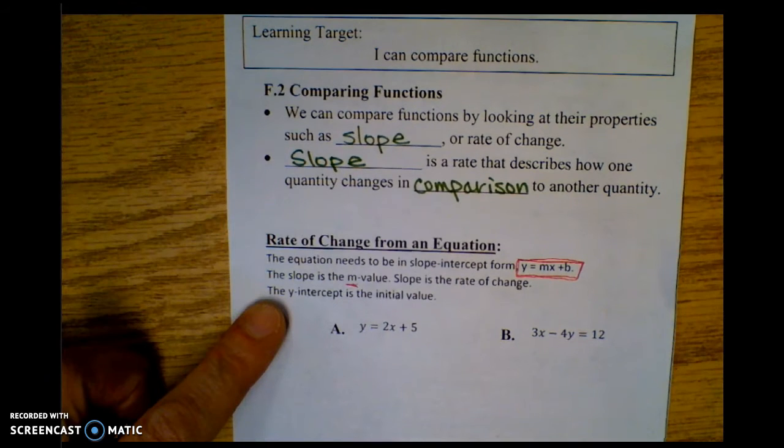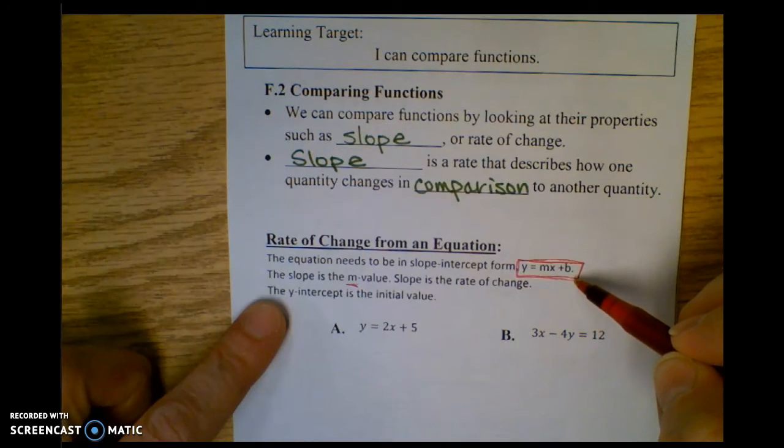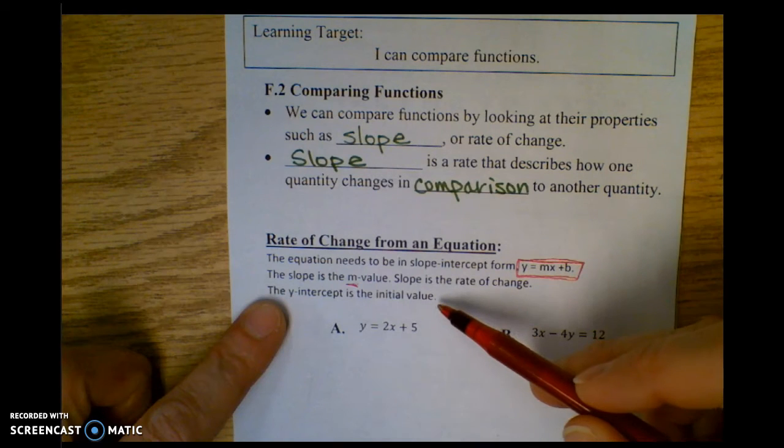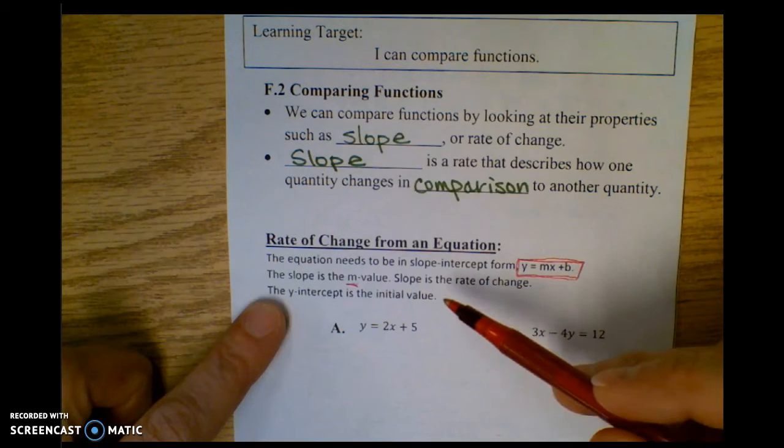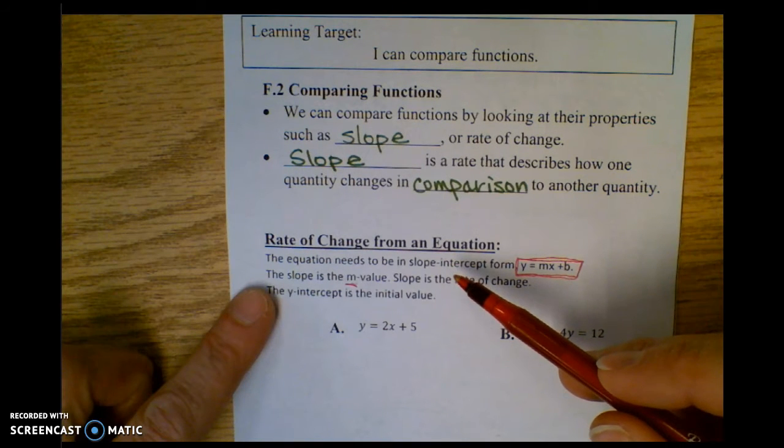We're going to also talk about the y-intercept in our formula, the b value. The b value is your initial value for whatever you're talking about. We'll specifically look at initial value a little bit more later, and today we're just going to focus on the slope mainly.